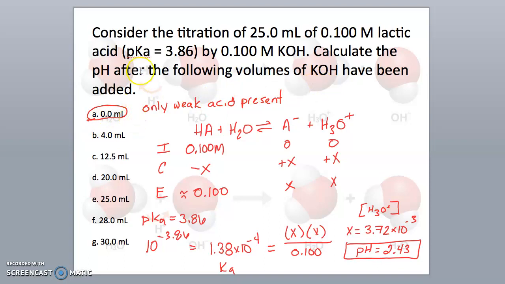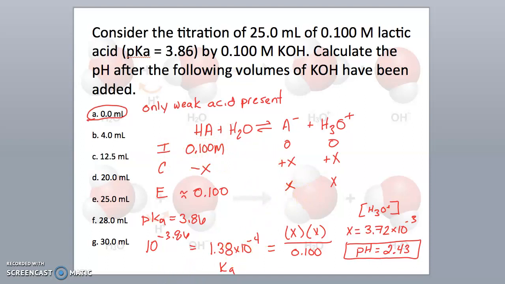So all we have is this weak acid, lactic acid, and I was a little too lazy to look up the formula, so I just called it HA. There's my proton acid. So I wrote a net ionic equation here, and the molarity is 0.100 molar. So I'm going to use an ice table and just have the one thing, and I can solve for X.